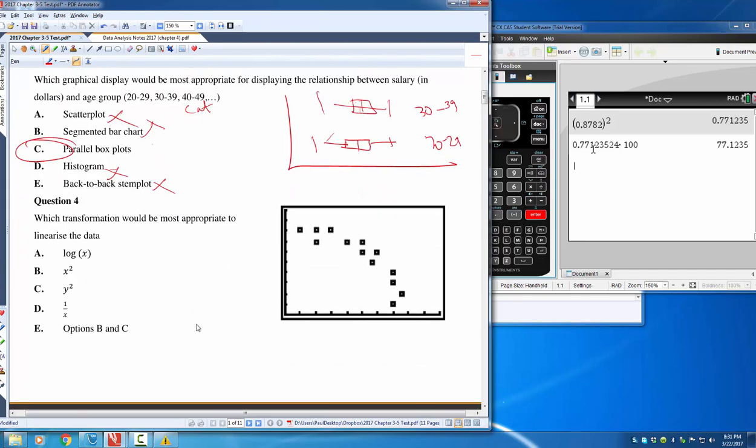Alright, down here we've got data that's clearly got some sort of a relationship, but it's just not a linear one. So when we transform it, we look up the circular transformations and find that particular one. You'd find that an x squared and a y squared would be appropriate. Options B and C would be an appropriate way to linearize it.